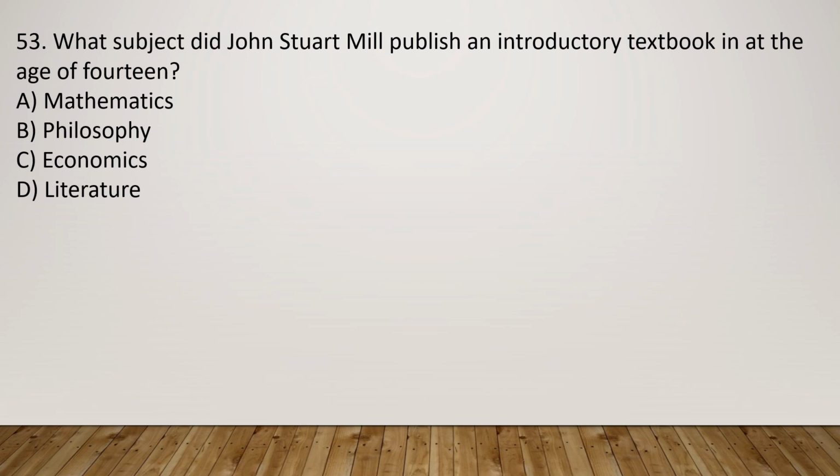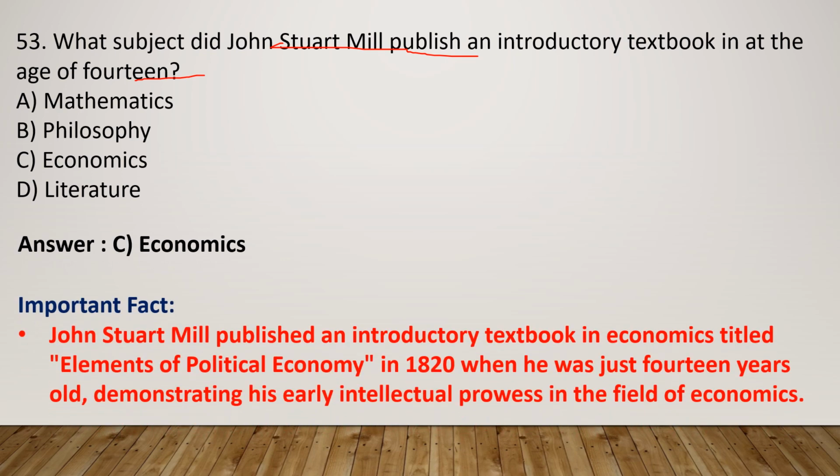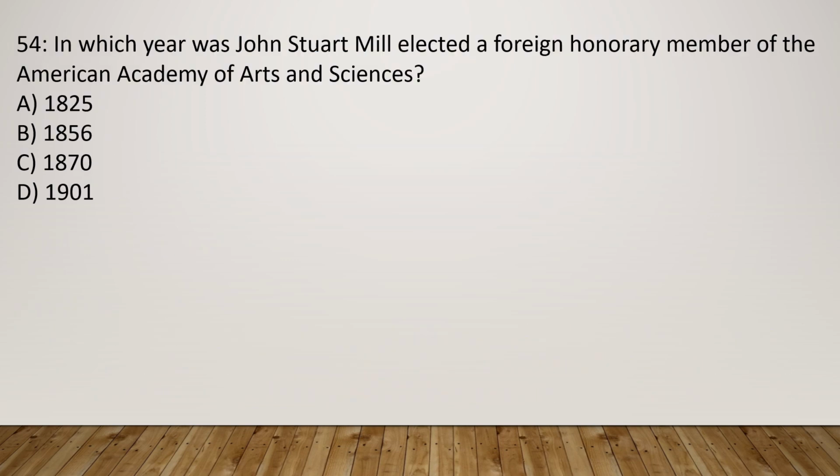What subject did John Stuart Mill publish an introductory textbook in at the age of 14? It was economics. John Stuart Mill published an introductory textbook in economics titled Elements of Political Economy in 1820 when he was just 14 years, demonstrating his early intellectual prowess in the field of economics.